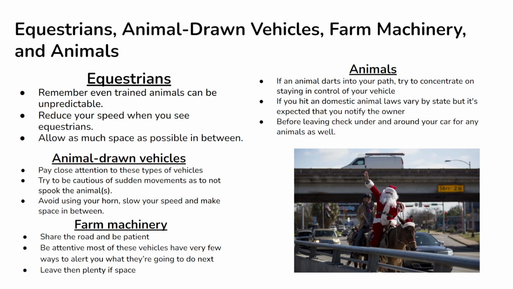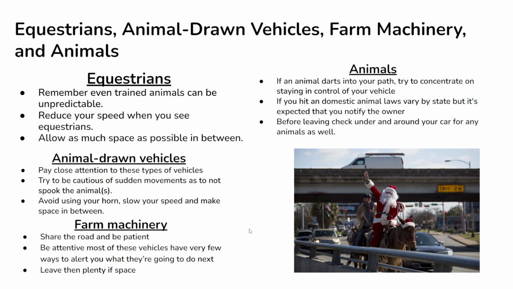Equestrian horses, animal-drawn vehicles, farm machinery, and animals. So for equestrians, aka people on horses, remember that even trained animals can be unpredictable. Reduce your speed when you see horses. Allow as much space as possible between them. Animal-drawn vehicles: pay close attention to these types of vehicles. Try to be cautious of sudden movements so as not to spook the animal or animals. Avoid using your horn, slow your speed, and make space between.